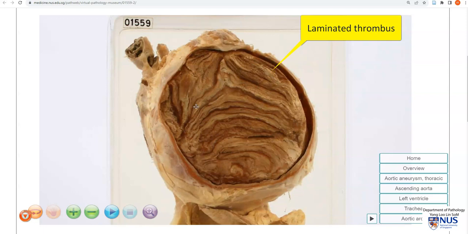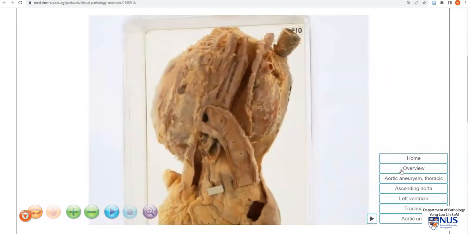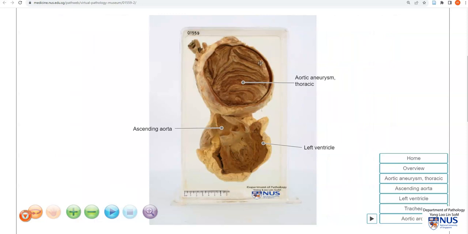We have these pale layers which are composed of fibrin and platelets, and these alternate with darker browner areas which are composed of red blood cells. So if we take a look at the labels here, we can see that this is the area of the aortic aneurysm, and these are known as lines of Zahn, which are very characteristically seen in arterial thrombosis.